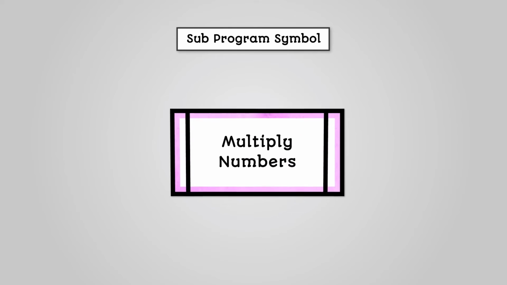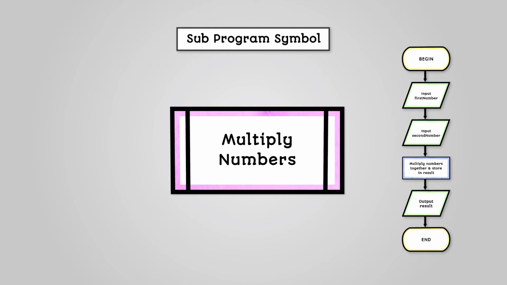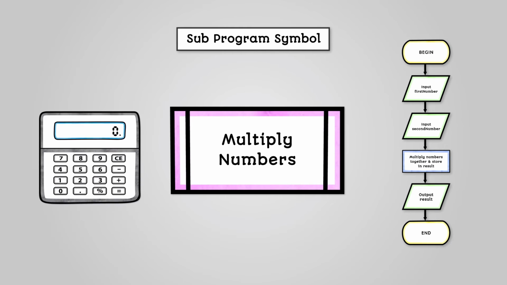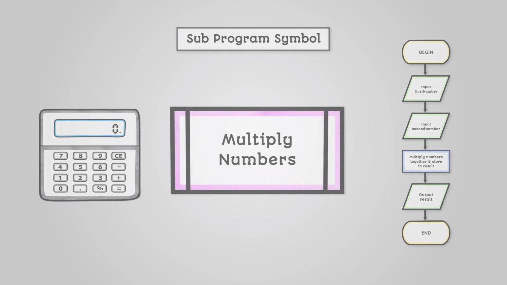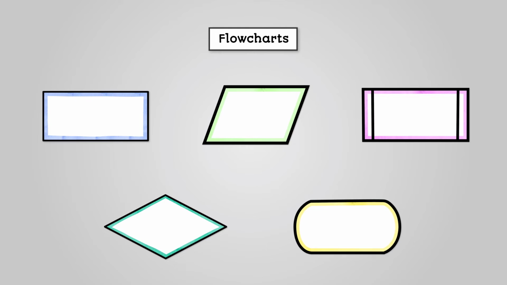The subprogram symbol represents another process that is defined elsewhere. This might have its own separate flowchart. In programming, this could represent a subroutine or function. This is like a block of code that is designed to perform a frequently used process. Flowcharts are a simple graphical way of representing pseudocode as a drawing. It should be possible for our flowchart to almost exactly match our pseudocode.